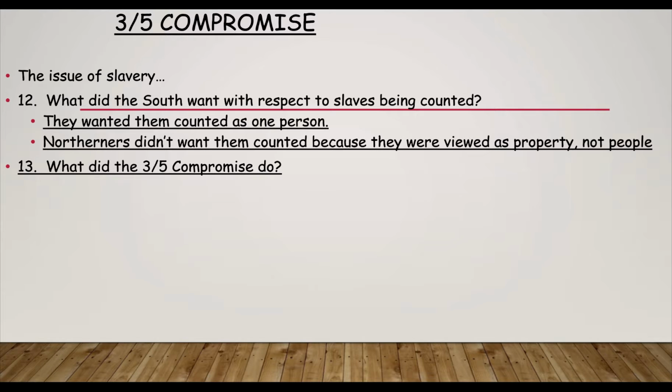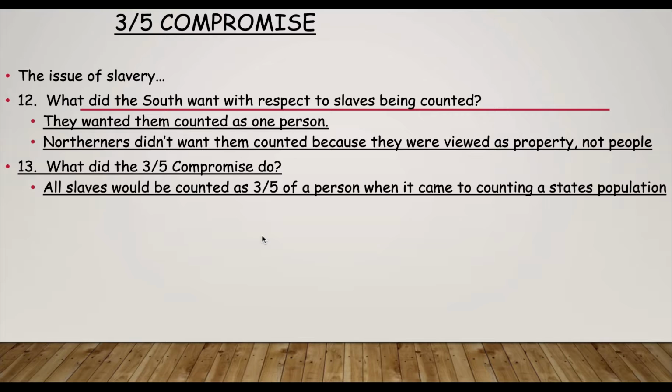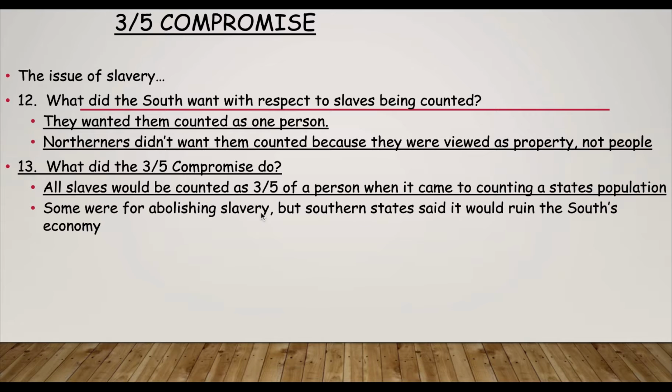So here's the dilemma. South wants them counted as one. North doesn't want them counted, so they compromise, the 3/5 compromise. That simply said, all slaves would be counted as 3/5 of a person when it came to counting a state's population. Like I mentioned earlier, some were for abolishing slavery, but southern states said it would ruin the South's economy, so that wasn't really an issue.